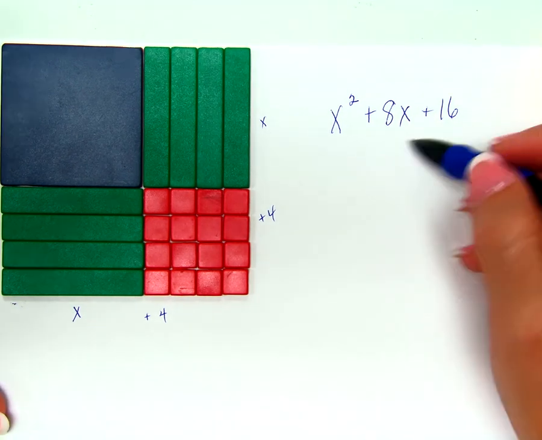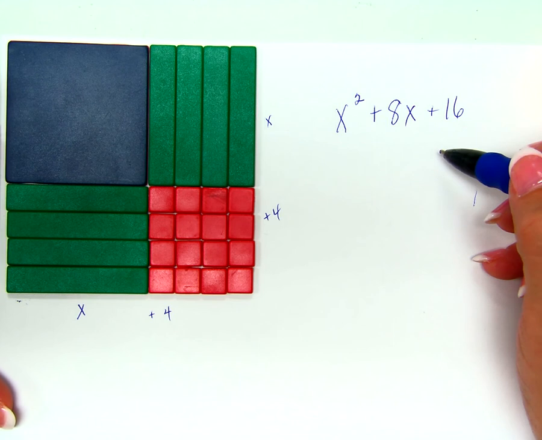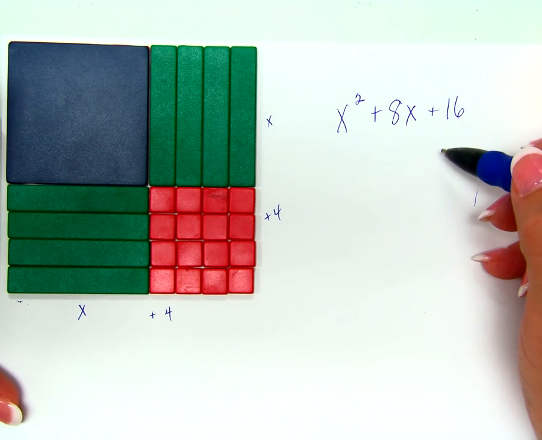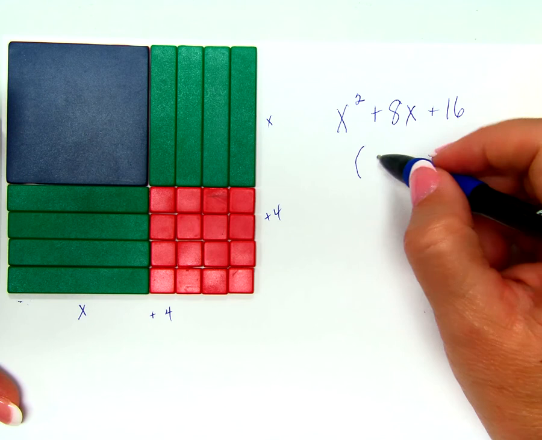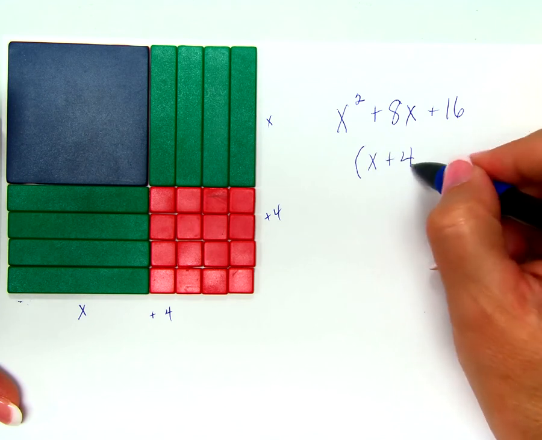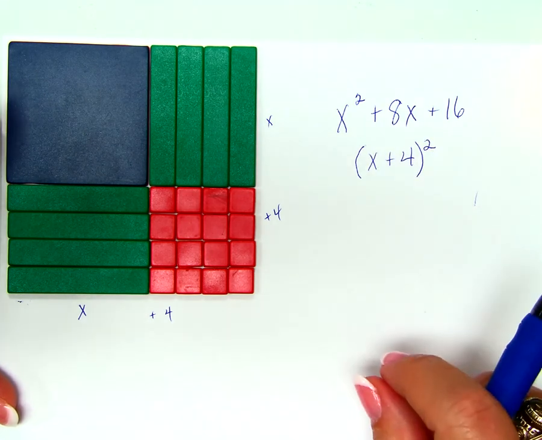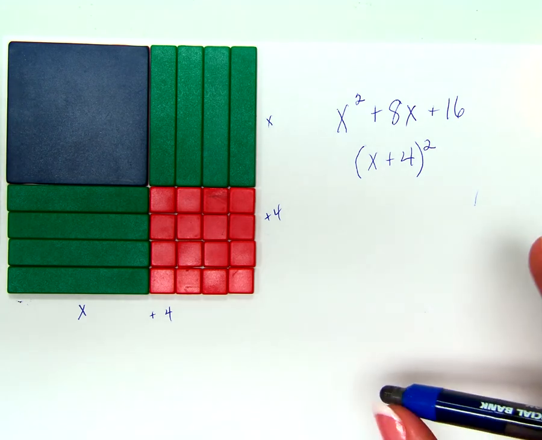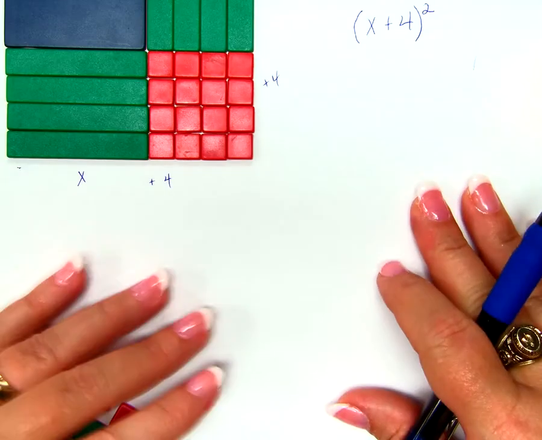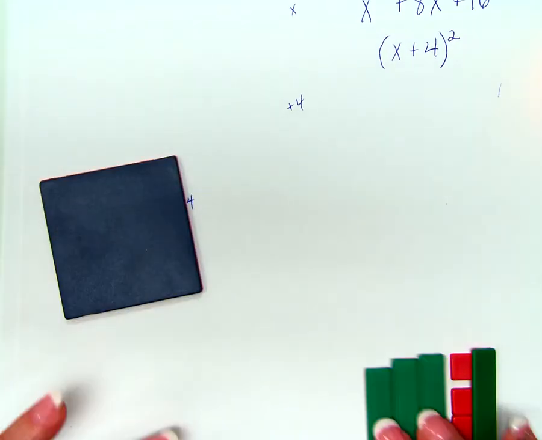I can write this as x plus 4 times x plus 4, but I know a shortcut to write x plus 4 times x plus 4, don't I? How could I write that instead? X plus 4 squared? That's important, right? Okay.